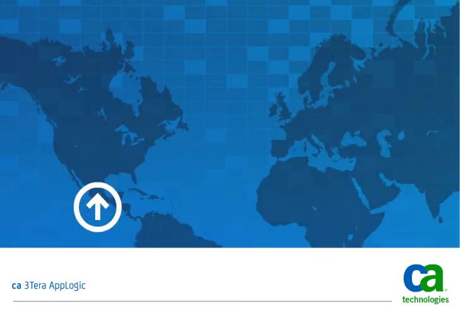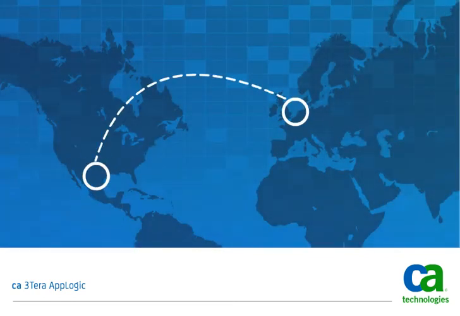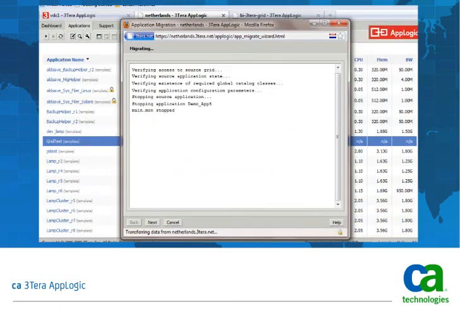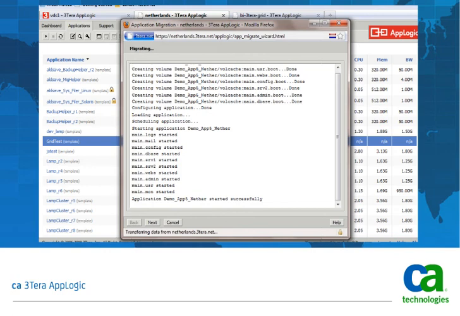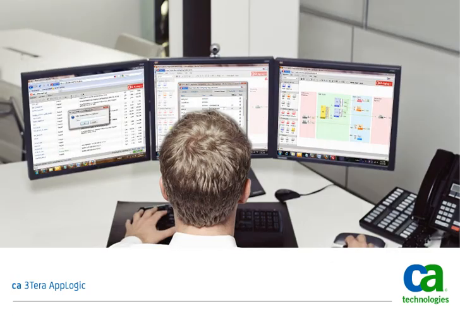Here, we are getting it from a Dallas data center and moving it to the Netherlands. CA 3TB AppLogic will make a secure handshake and then actually move all the data in this application. When our application gets to the Netherlands, it runs perfectly.